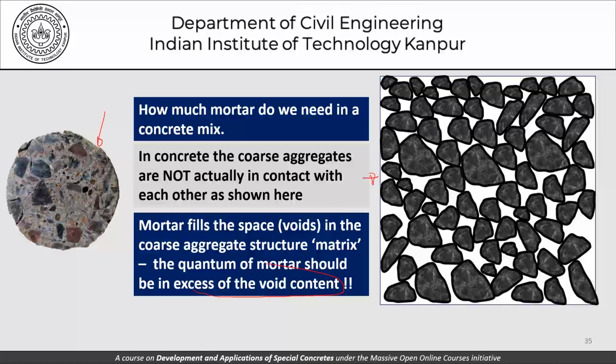So if mortar was to occupy only the void that is shown here, that is the bare minimum amount of mortar that is required. The aggregates will still be in contact with each other. Only if I have more mortar in this system than the voids within the aggregates, then we will get to concrete. Keep that in mind.